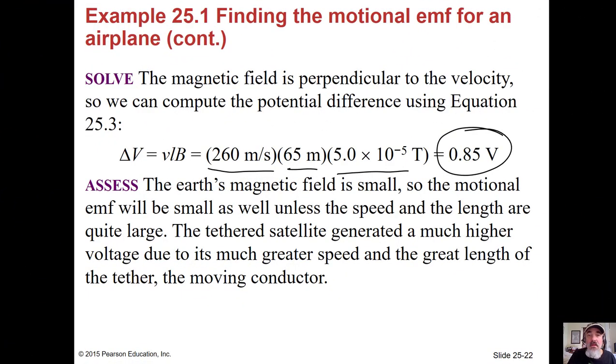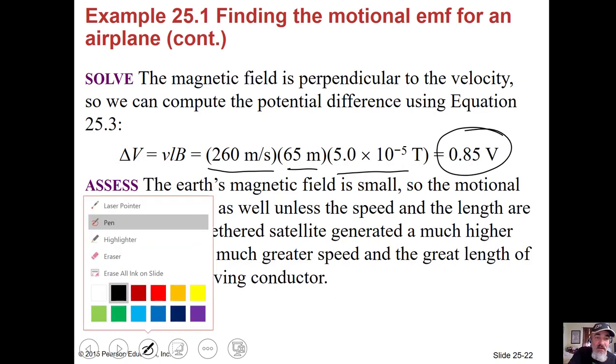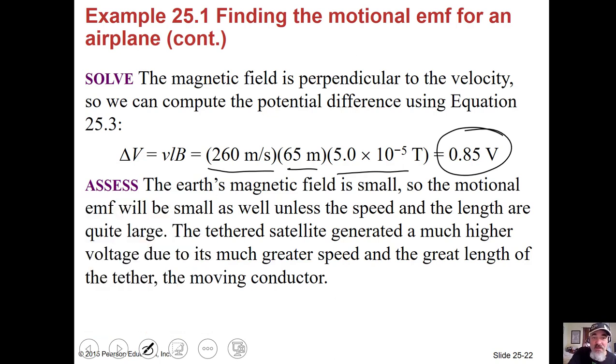Okay, so let's take a look at the units. We end up with volts somehow from meters squared times meters per second times meters times Teslas. How does that give us volts? So let's take a look at the units we have here. Meters per second times a meter would be meters squared. So on the top here we have meters squared per second times Teslas.